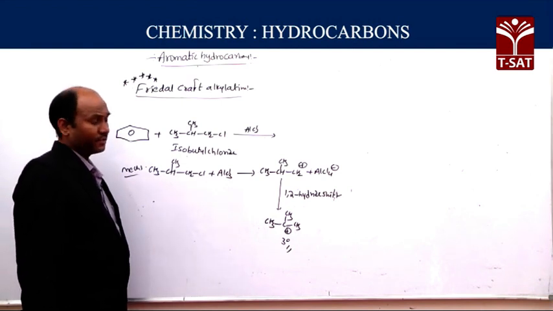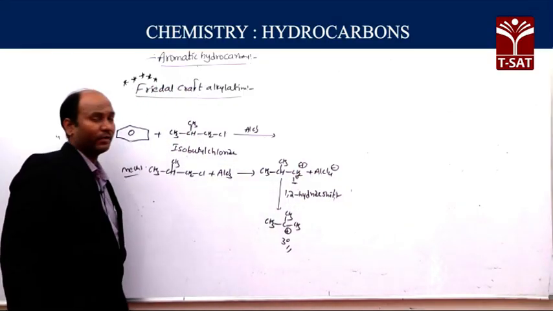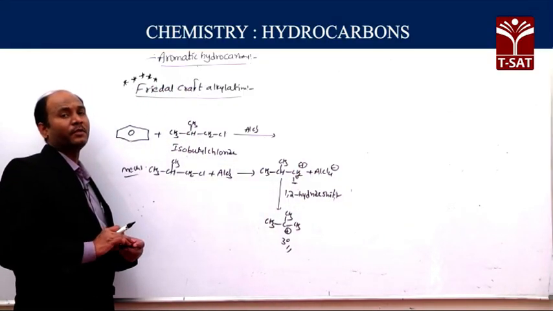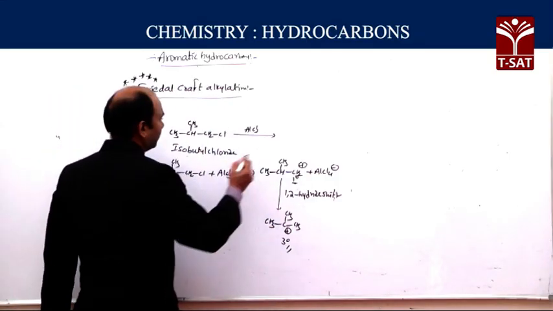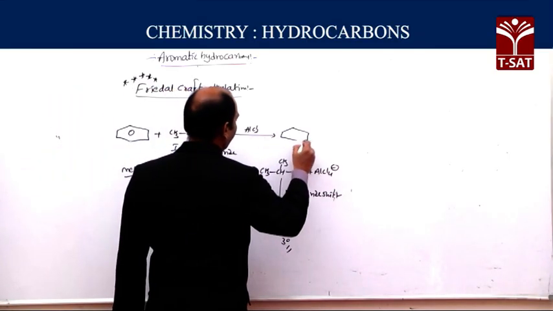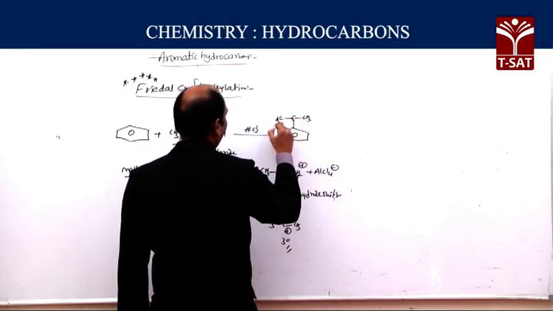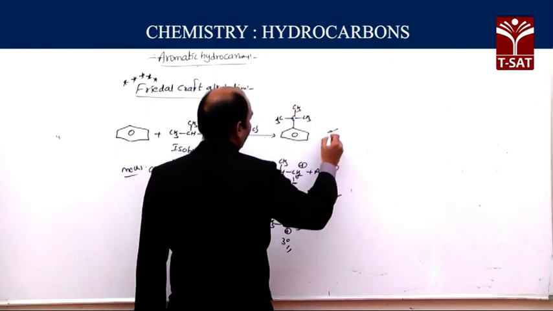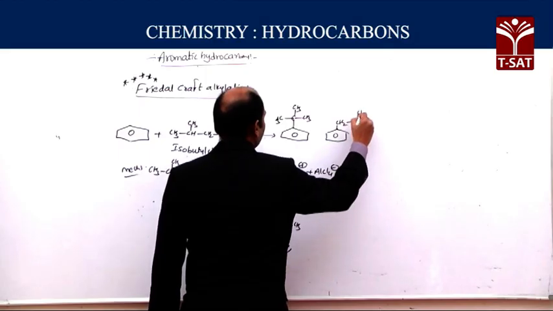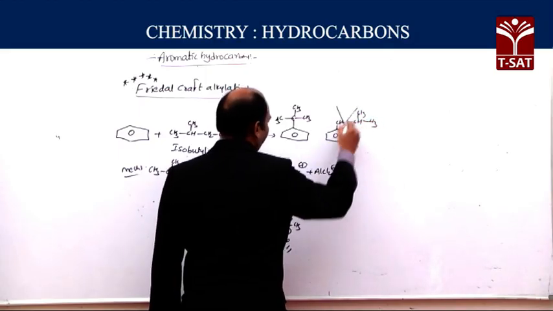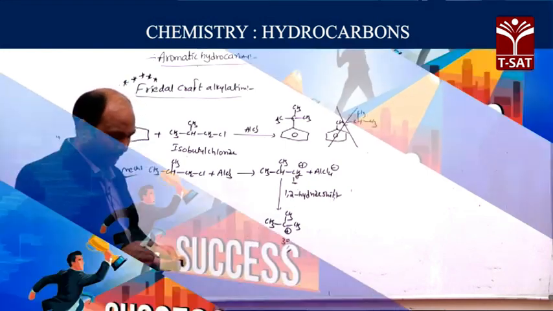Remember one thing: there may be a possibility of rearrangement taking place. Now this carbocation attacks benzene, so we get this compound, tertiary butylbenzene. We do not get the compound with CH2CH(CH3)2. This is not formed, that one is formed. Why? Because here rearrangement is taking place.